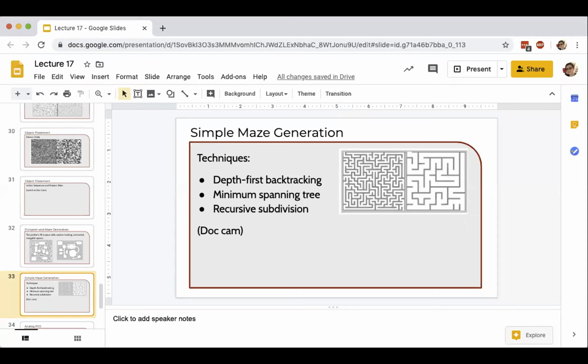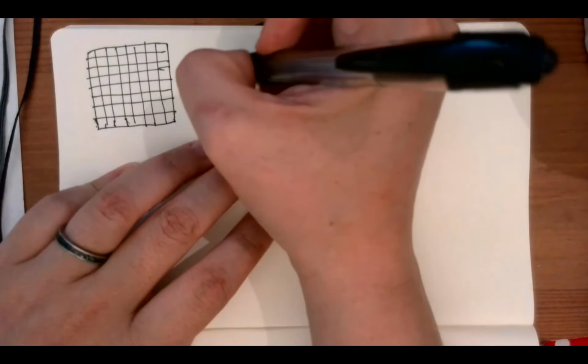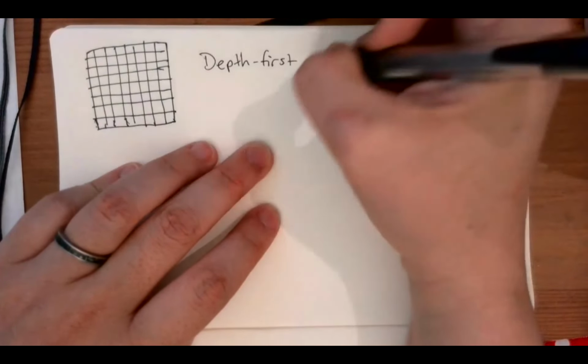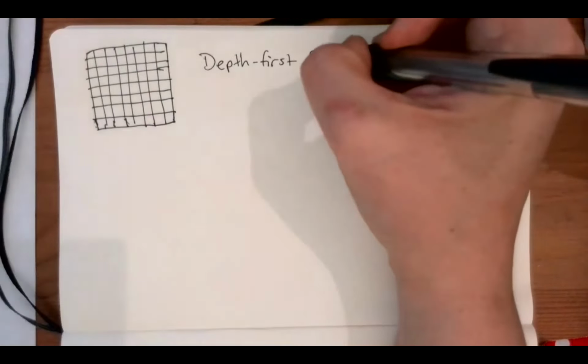Right. So maze generation. All right. The simple corridor construction versions of this all assume that you have a regular grid structure. So I'm just going to sketch this out. And the nice thing about the depth first backtracking algorithm is that it's actually easy to implement by hand.